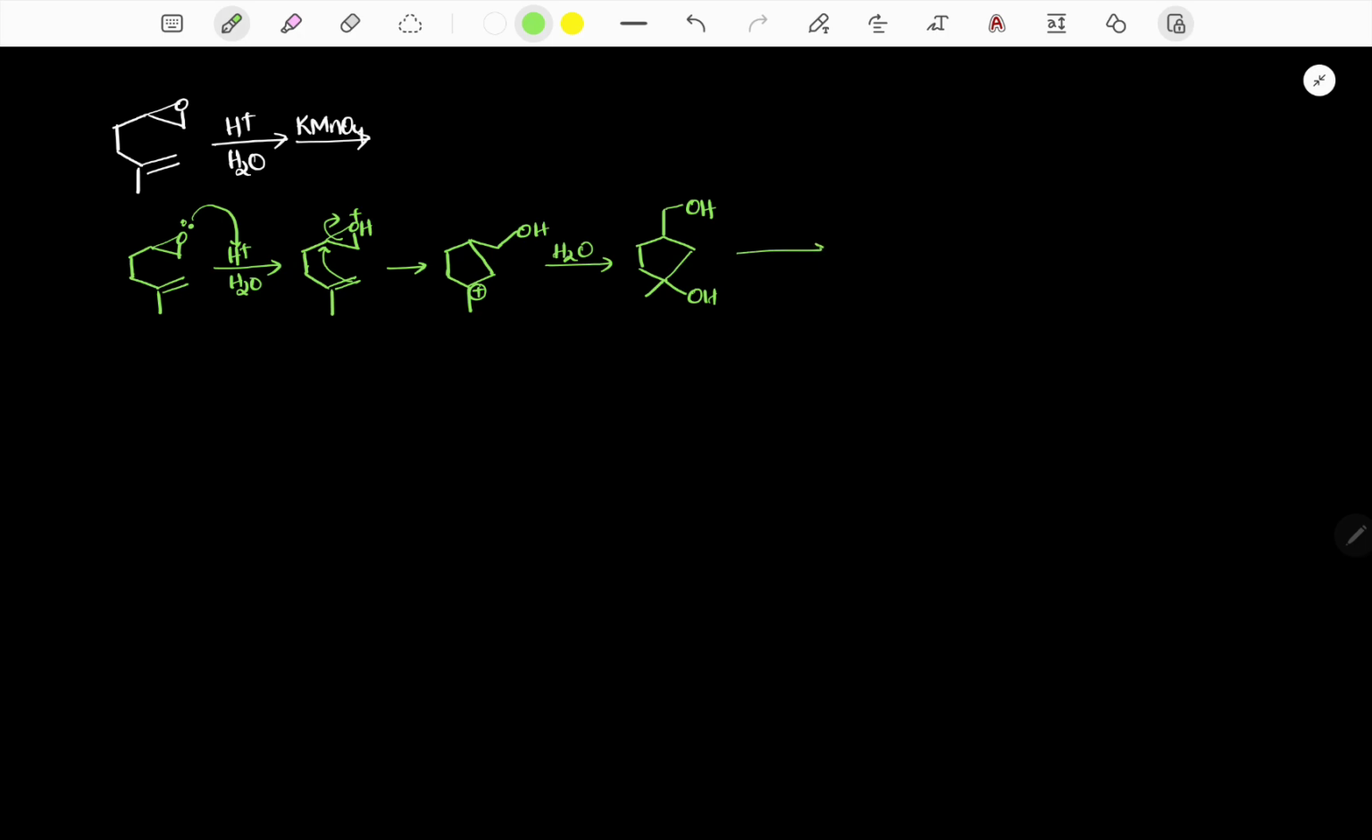Now it is treated with KMnO4. Primary alcohol undergoes oxidation. Tertiary alcohol does not undergo oxidation. Therefore the primary alcohol part is oxidized to the corresponding carboxylic acid.